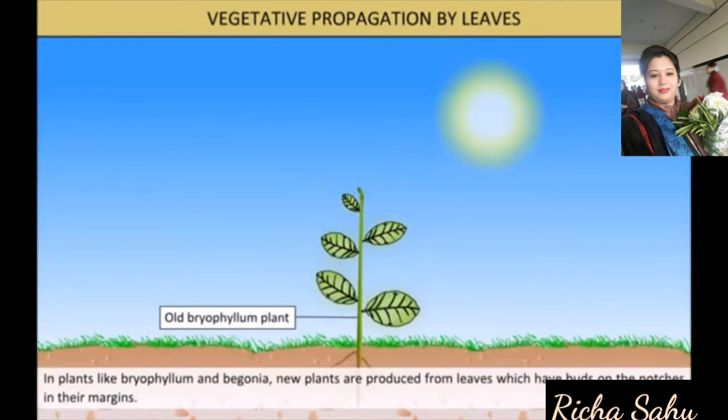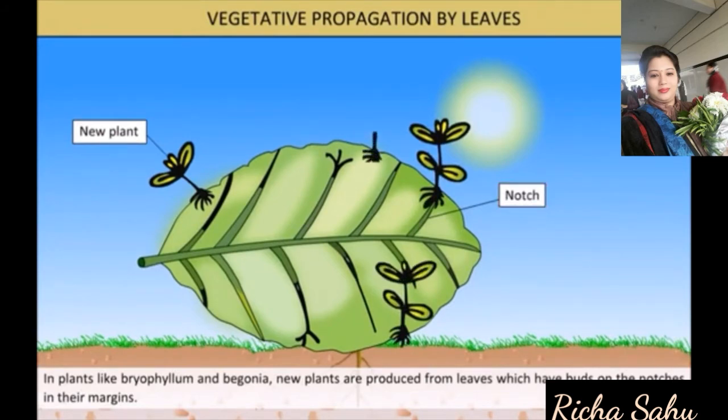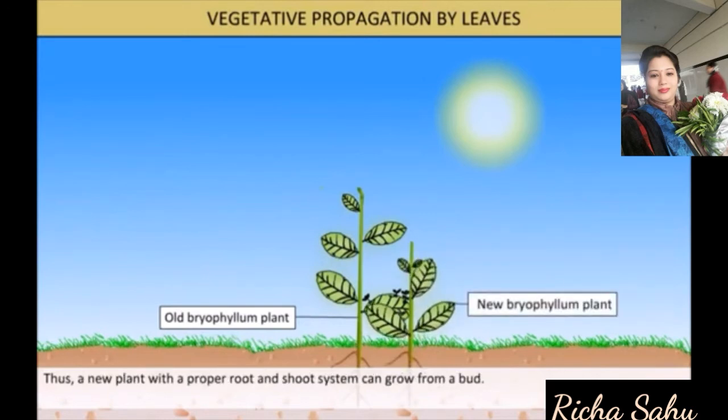Vegetative propagation by leaves. In plants like Bryophyllum and Begonia, new plants are produced from leaves which have buds on the notches in their margins. These buds, after falling on the ground or coming in contact with the soil, grow into new plants.